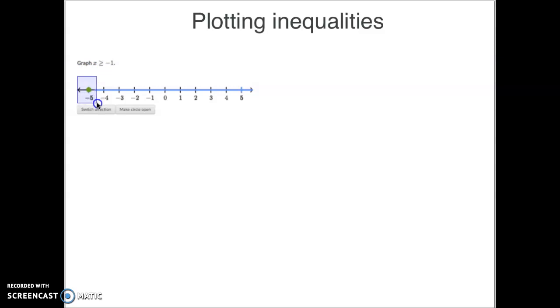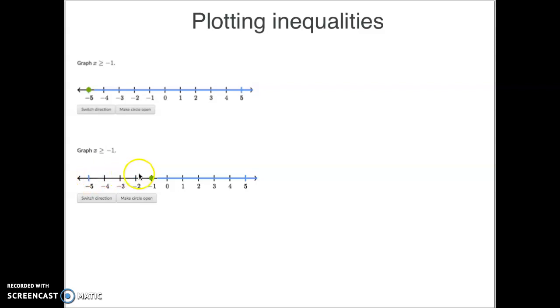The only problem is they gave it to us at -5, and we want x to be greater than or equal to -1. So we need to shift this circle over to here, like so. Now x is greater than or equal to -1. We want the numbers that are greater than that, which are 0, 1, 2, 3, 4, 5. All the numbers to the right are greater. Numbers to the left would be less than.